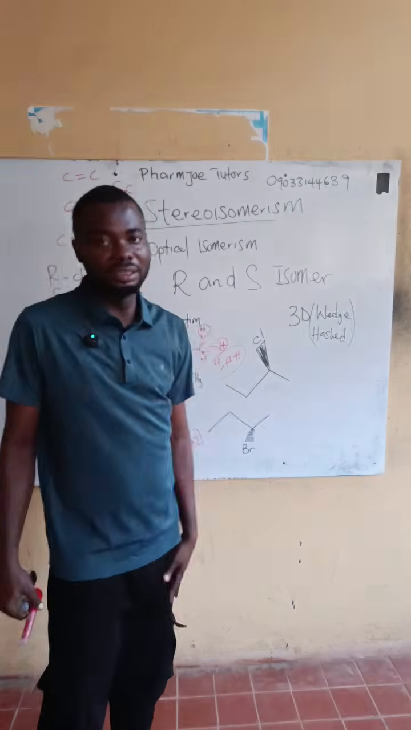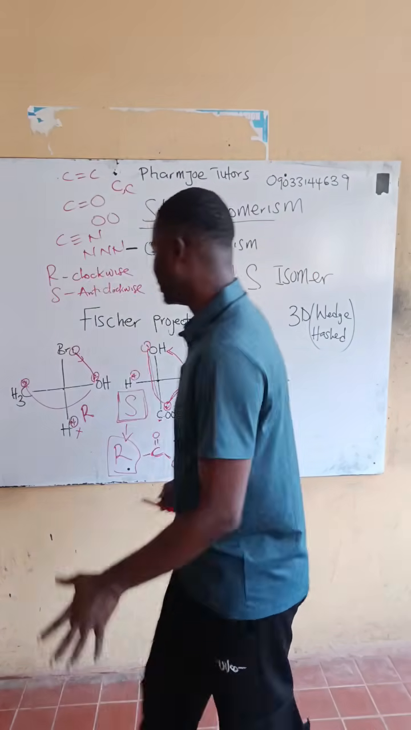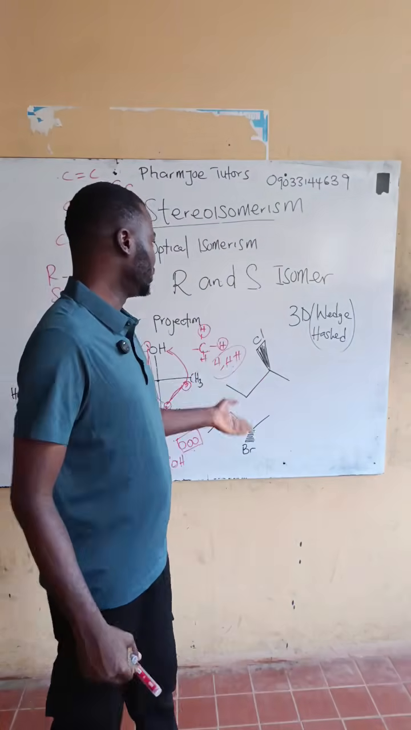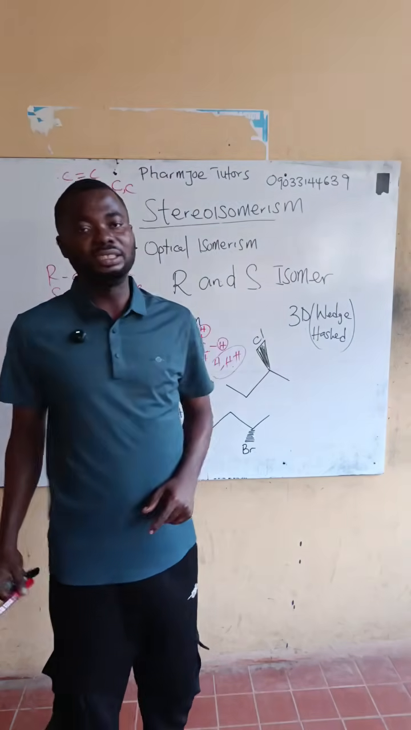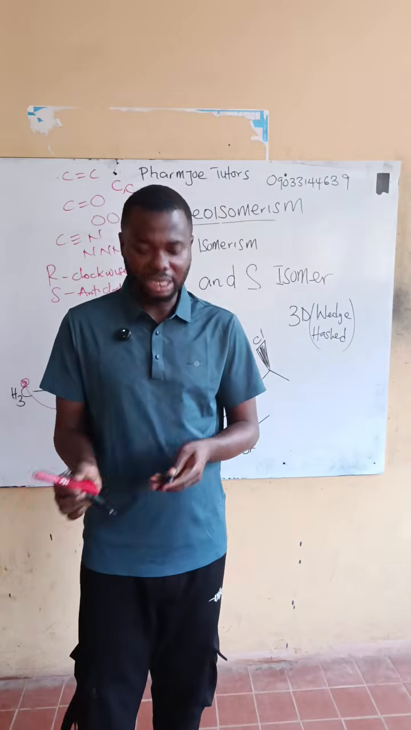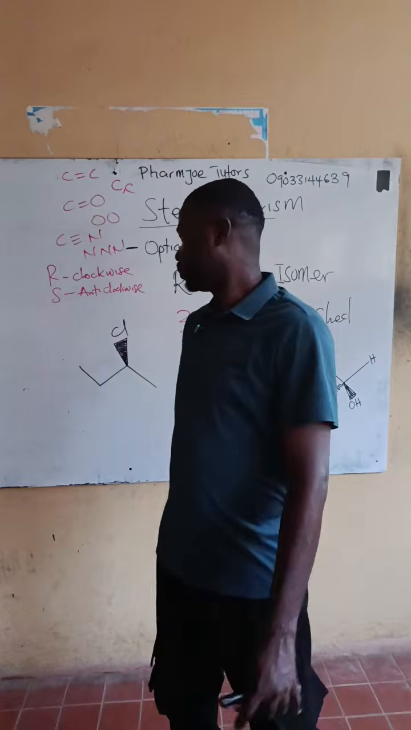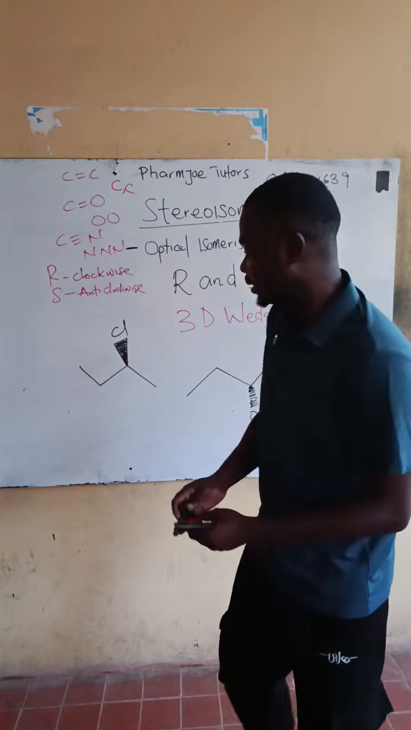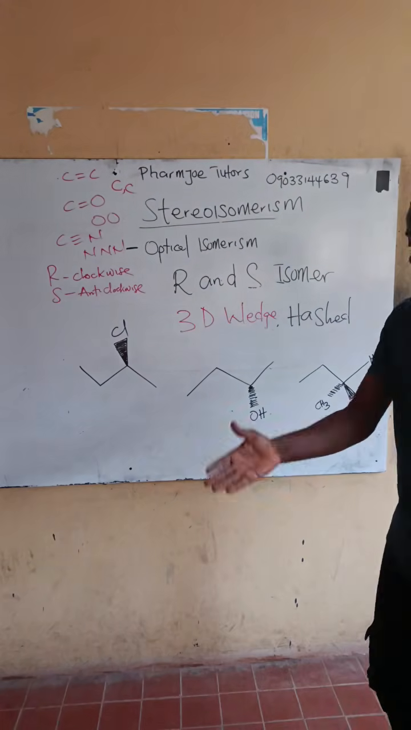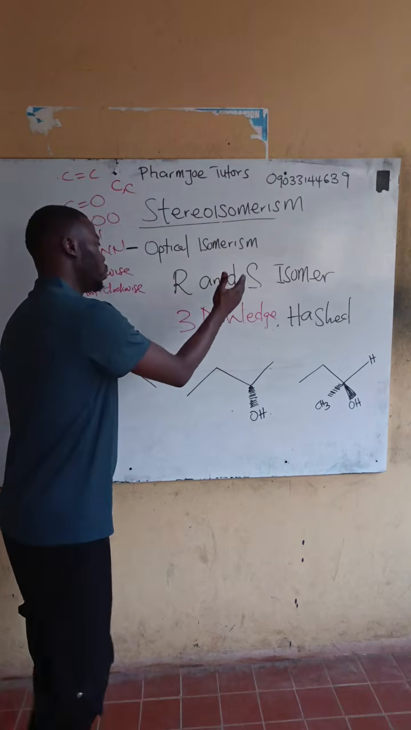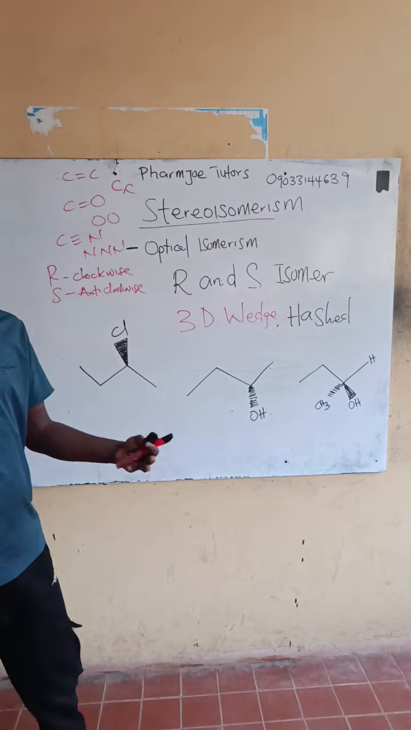We are going to be looking at our 3D. I think that one is clear on Fischer's projection. So let's move to the next one, which is the 3D, wedge and hash. Take a look at this. From where we stop, we are still on R and S, but in this case, we are not going to be looking at Fischer's projection again. We want to take a look at using wedge and hash, which is more like your 3D.